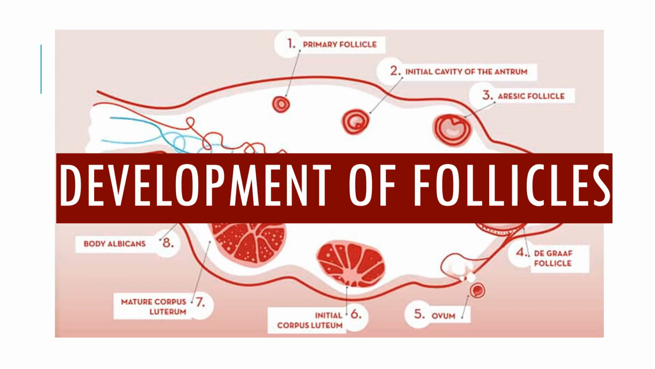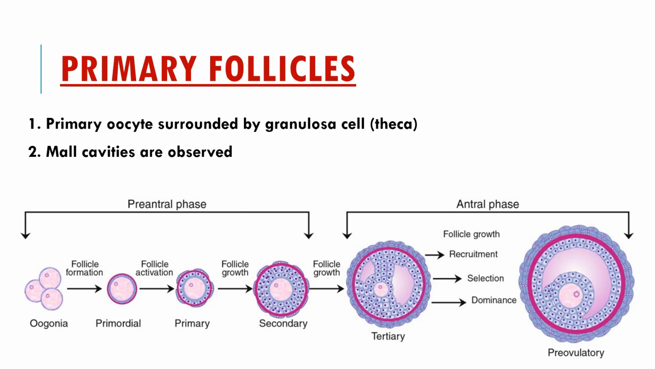Now we will see the development of the follicle. So first we have the primary follicle. In this, the primary oocyte is surrounded by a granulosa cell layer known as theca, and small cavities are observed. As you can see in the picture, the oogonium is converted to the primary oocyte, and this primary oocyte will have a granulosa cell layer, and this layer will be known as the primary follicle layer. So we have a primary follicle layer on the primary oocyte.